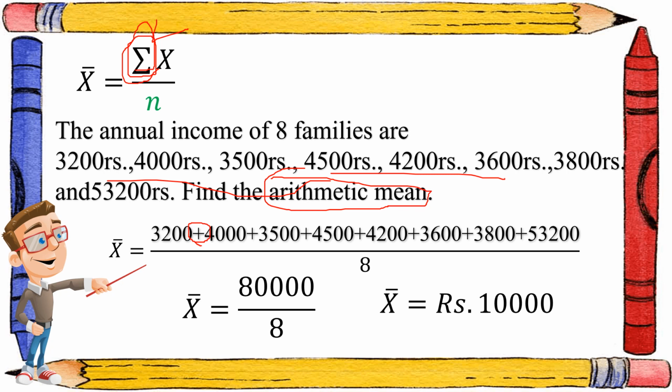So add all the x values; these are the values of x. You have to add all the values and divide by 8. Where does 8 come from? 8 is the total number of values. You can also count it: 1 2 3 4 5 6 7 8. So 8 is the total number of values given in the question. So you just have to add and divide by 8, and you will get the arithmetic mean. So what is the arithmetic mean? It's 10,000 rupees. So this is very easy.